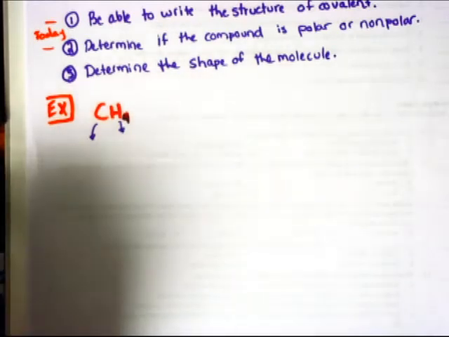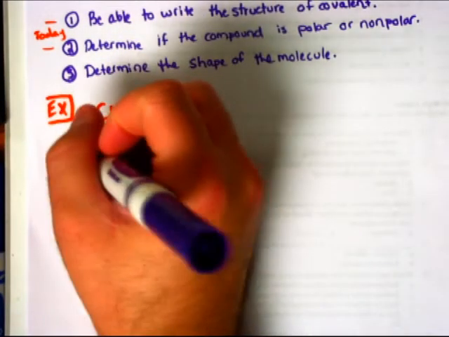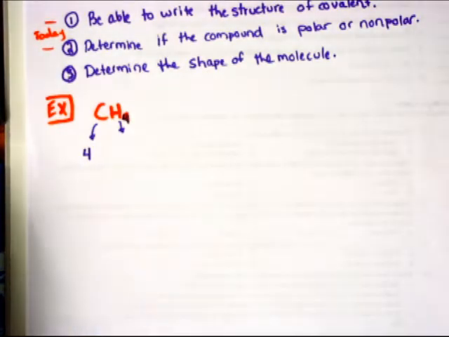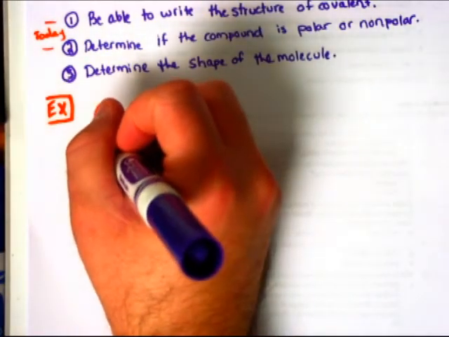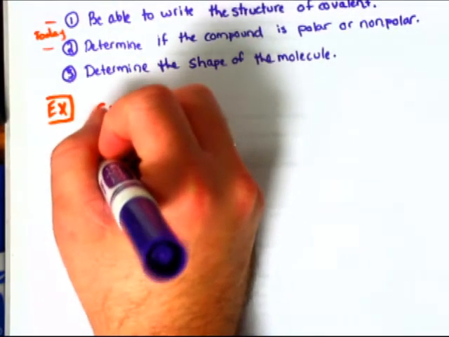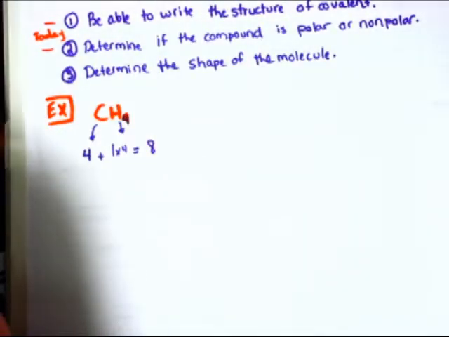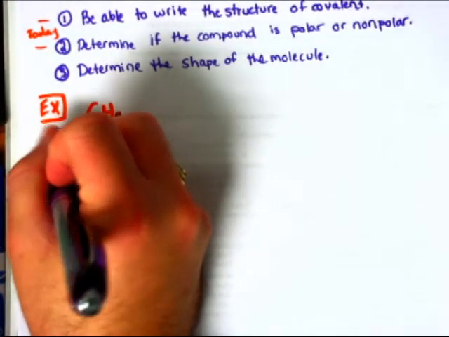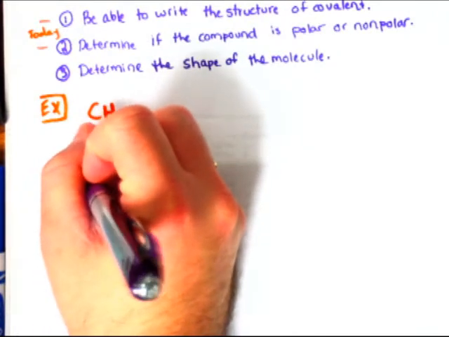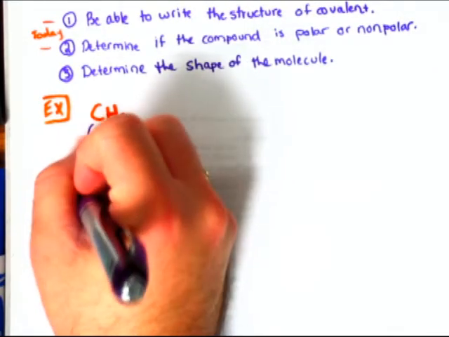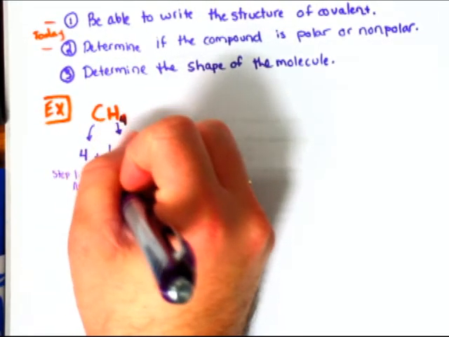How many valence electrons does the carbon have? Valence electrons. 4. How many electrons does the hydrogen have? They have 1, but there's 4 of them, right? So each hydrogen has 1, but there's 4 hydrogens. So if we add up all of our electrons, how many do we have here? So we have 8 to use. So that step 1 that we just saw was basically to count all of your electrons. So we could label that as step 1. Determine total number of valence electrons.